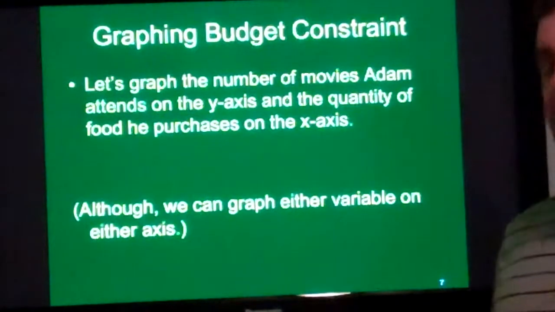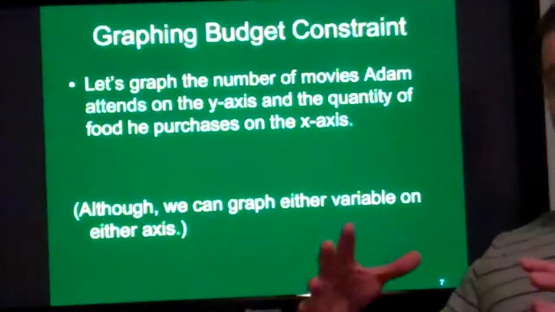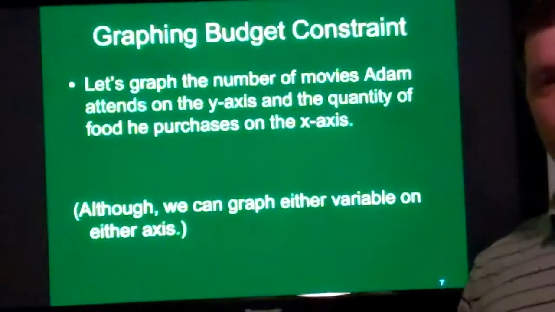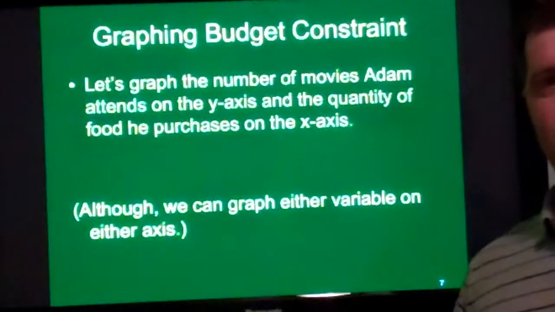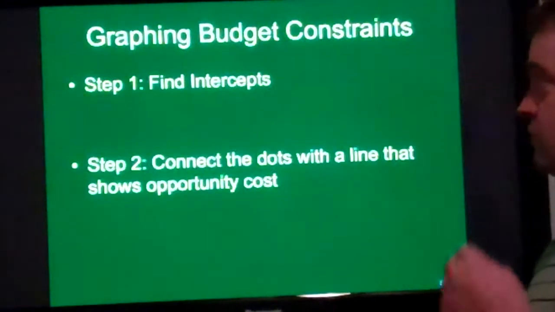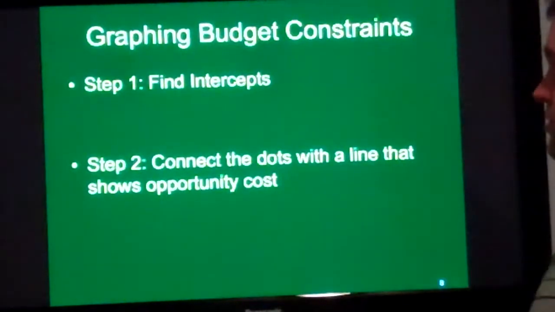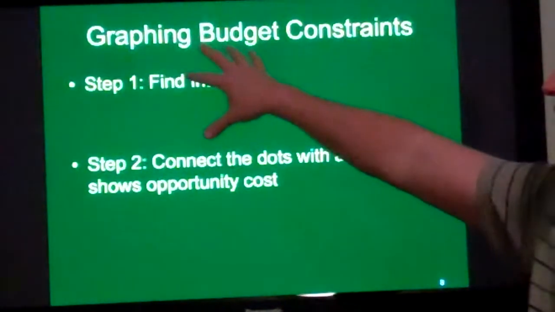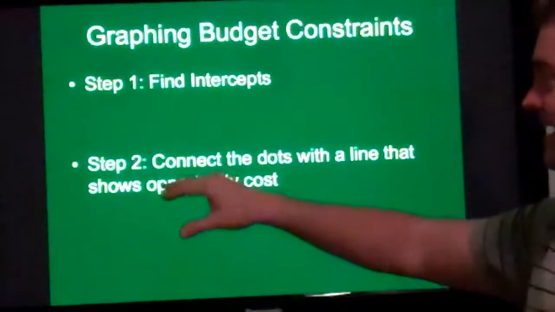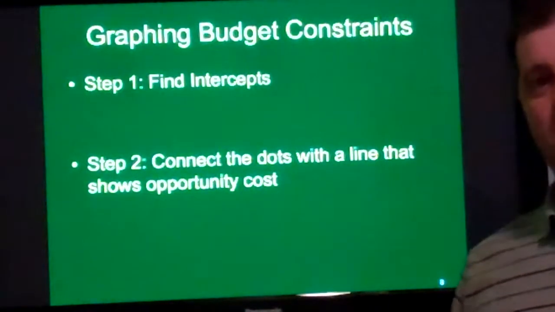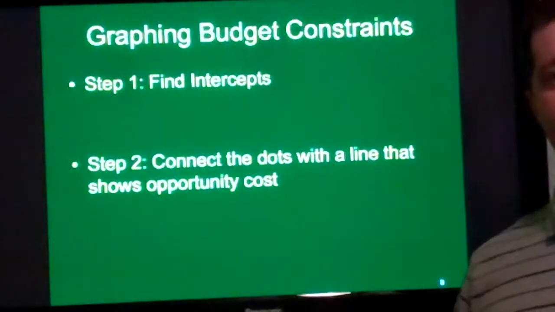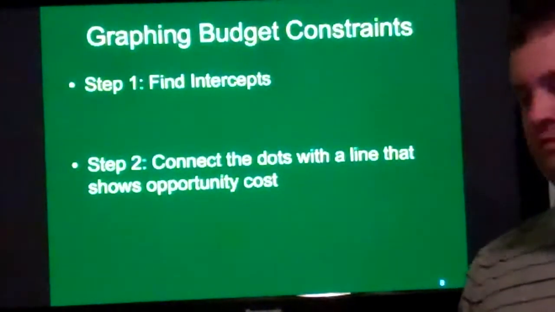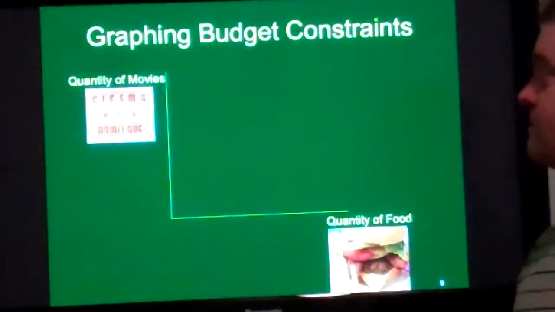So in this particular exercise, we want to take that information about the budget constraint and learn how to construct a budget constraint on a 2-dimensional space. To do this, we're going to break it up into 2 different parts. The first step is to learn how to find the intercepts. The second is to connect those dots and understand that the slope of that line tells us what the opportunity cost of a good is.